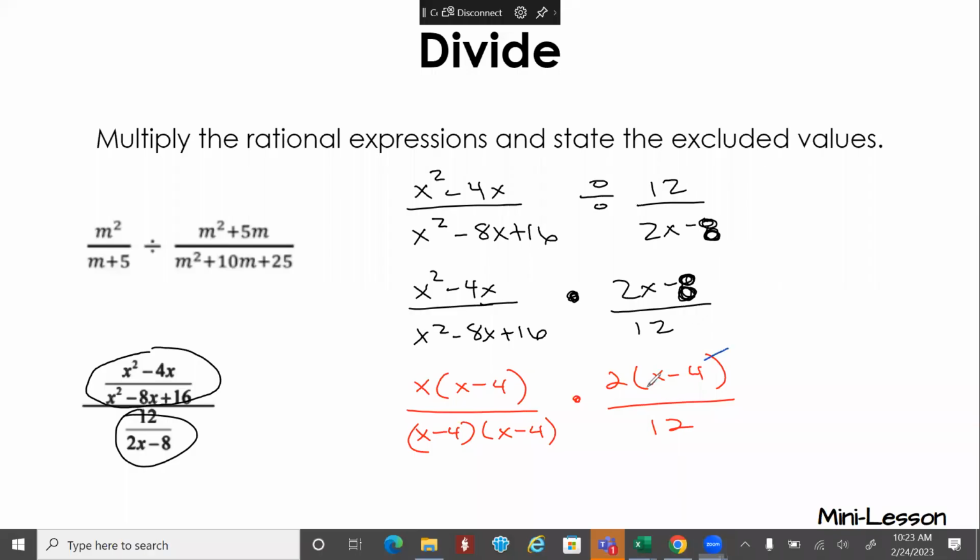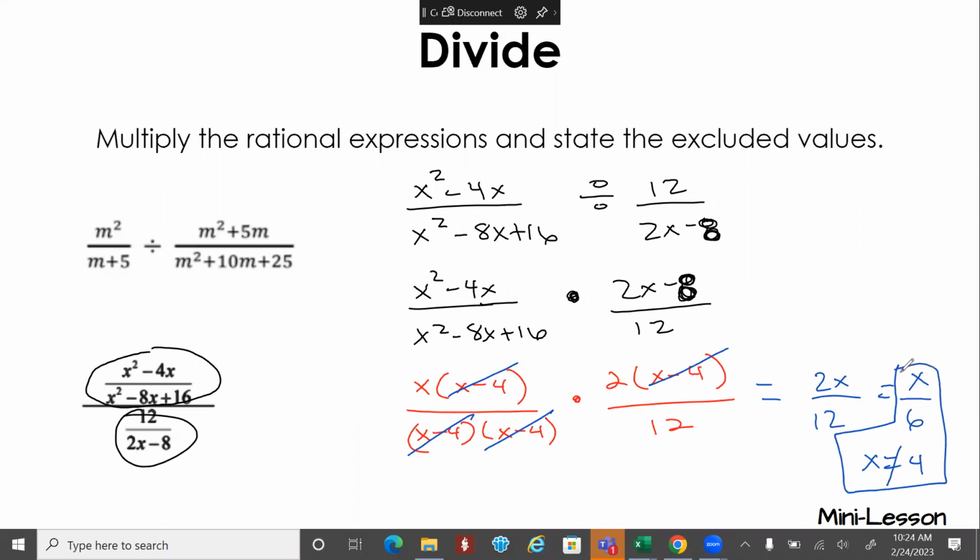So you should have gotten cancel, cancel, cancel, cancel. You're left with 2x divided by 12. Can that 12 and that 2 simplify? Yeah. To be x over 6. Okay. And what can x not equal? 4. That's it. Well, we wouldn't set it equal to 12. It would just be what x cannot equal. Yeah. Okay.